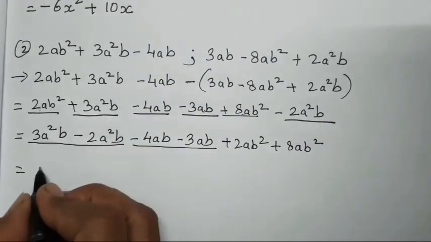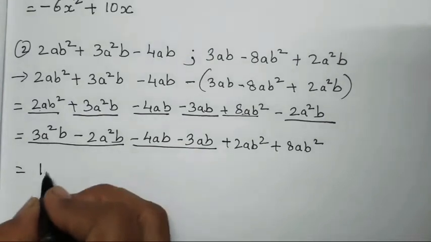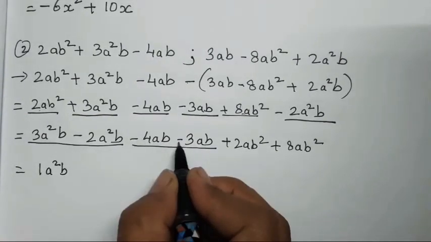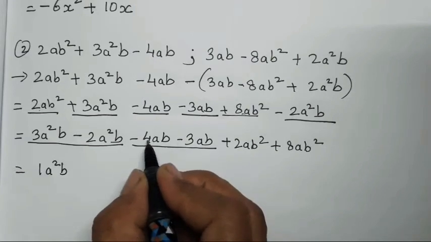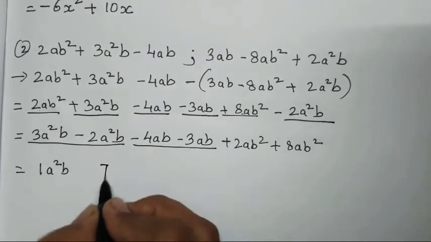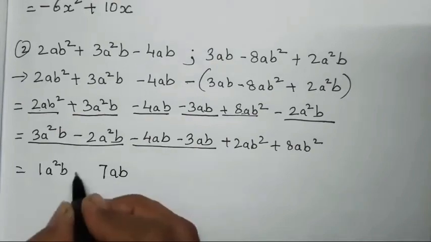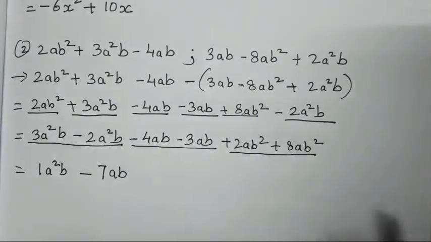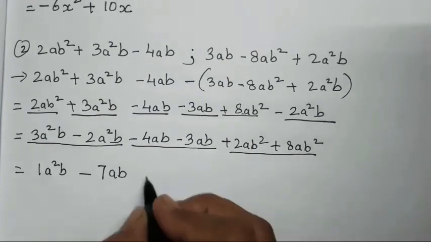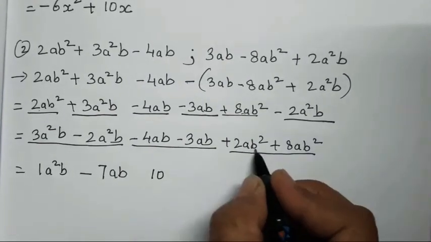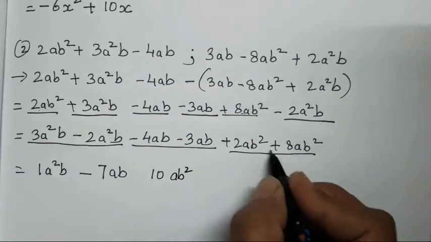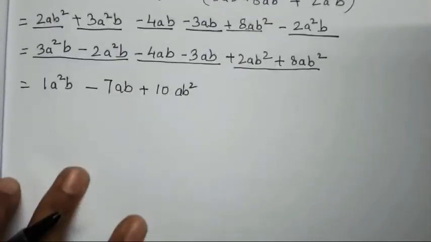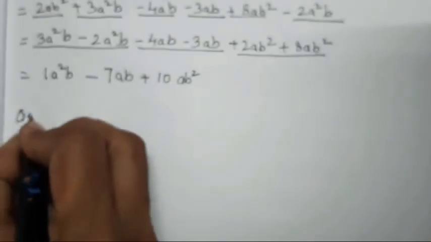3 minus 2 is going to be 1. So 1a square b, or you all can skip 1 also. Minus and minus is going to be plus. So 4 plus 3 is going to be 7ab, sign of the bigger number. Then this plus and plus is going to be plus. So 2 plus 8 is going to be 10ab square and sign of the bigger number. That's it. Now let's solve question number 4, which is multiplication.